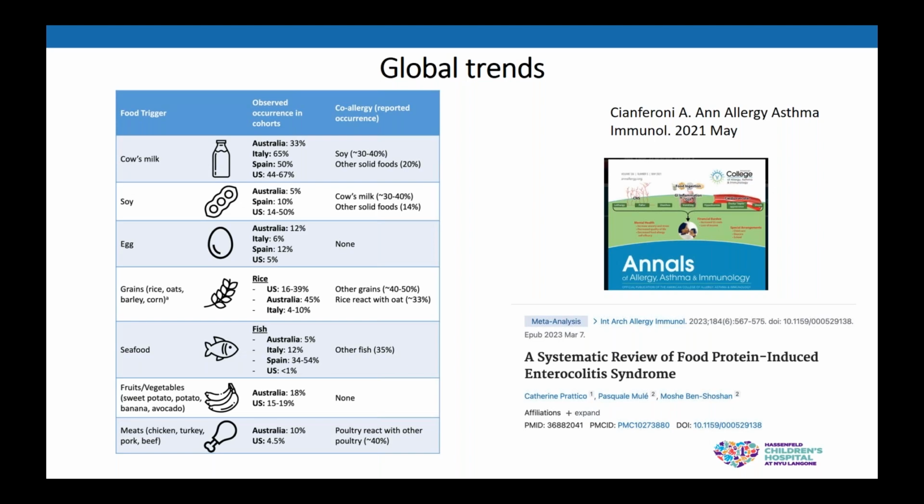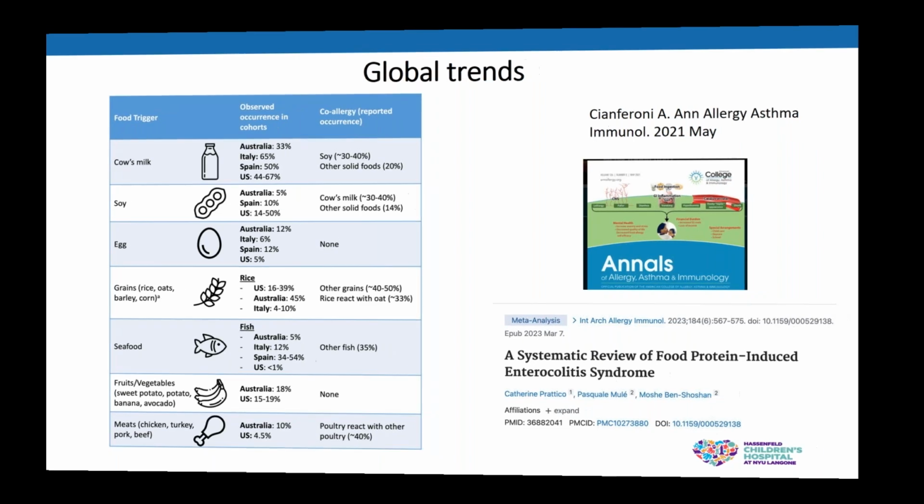But generally, FPIES triggers tend to be the first foreign food proteins that are introduced into the infant diet, because FPIES typically starts in the first year of life, although it may also start in older children or adults, but then it's more typically triggered by seafood.